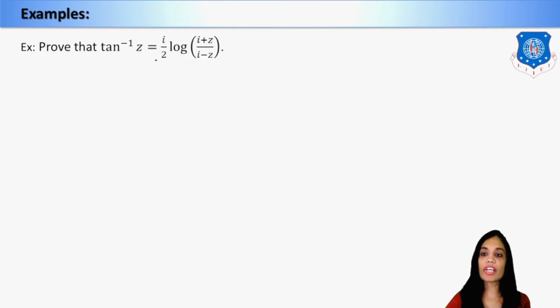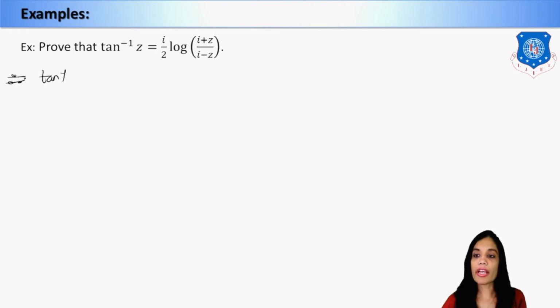Now we have to prove that tan inverse of z is equal to i/2 log of (i + z) upon (i − z). First, let us assume tan inverse z as y. Therefore z is equal to tan y, which is equal to sin y upon cos y.